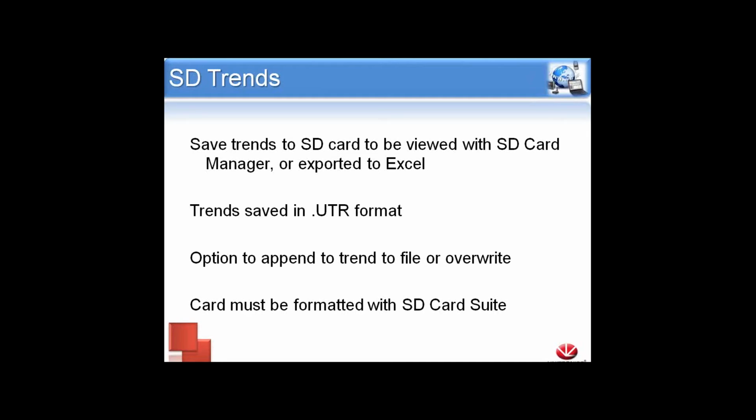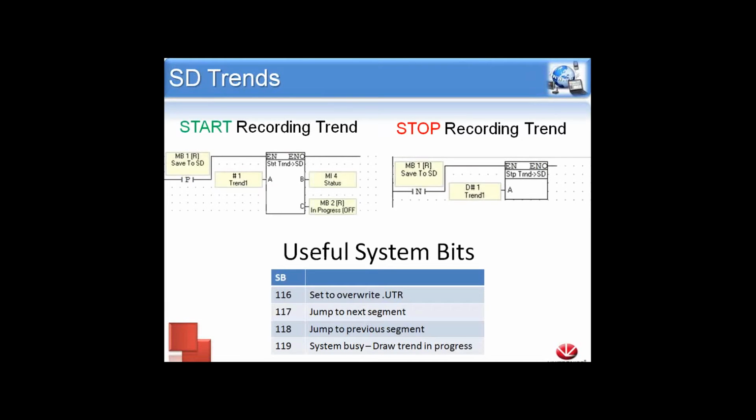We have the option to append a trend file or to overwrite it. Every time we start and stop the trend, which you will see in a moment, we have the option of deleting what information was there before and overwriting it, or we can simply add a new segment onto the existing file. Of course, like all our SD tools, the SD card must be formatted properly first using our SD card suite.